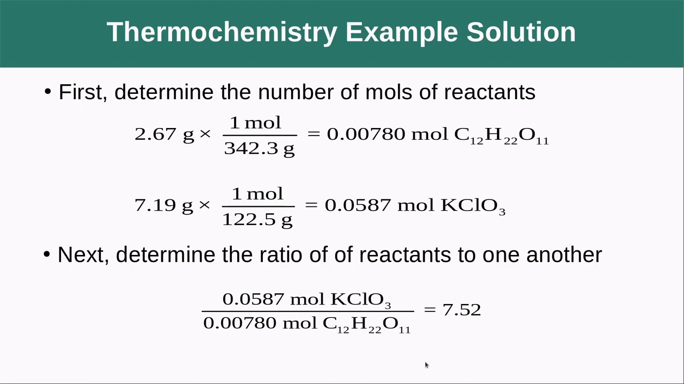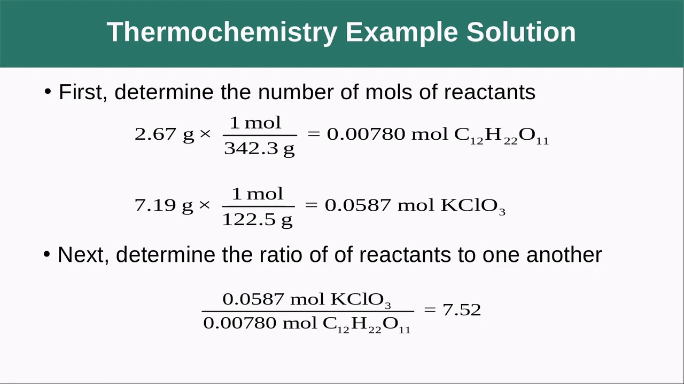First, we'll determine the number of moles of the reactant. So we need to know how many moles of sucrose we had. We'll divide that by its molecular weight, which we saw how to calculate previously. And then we'll figure out the number of moles of potassium chlorate, and then we'll determine the ratio of one reactant to another here.